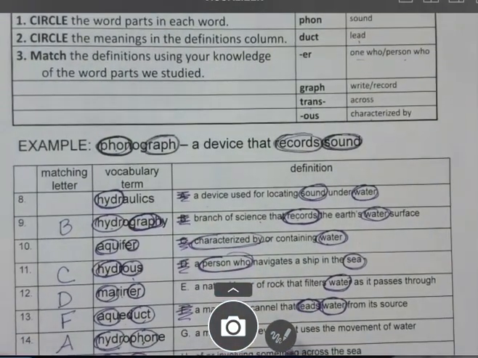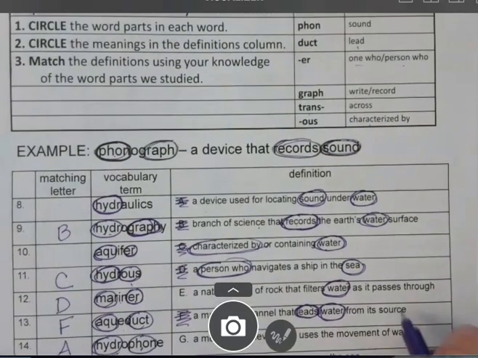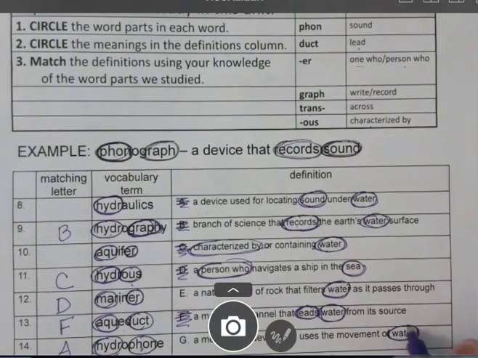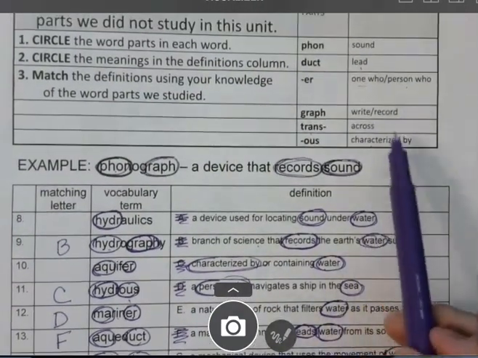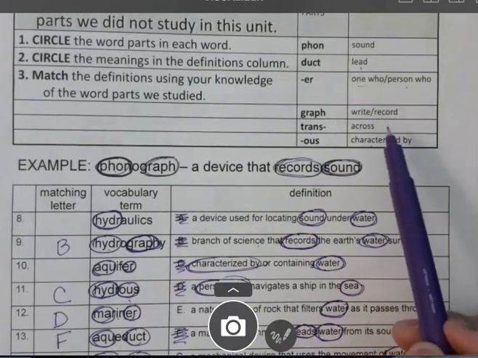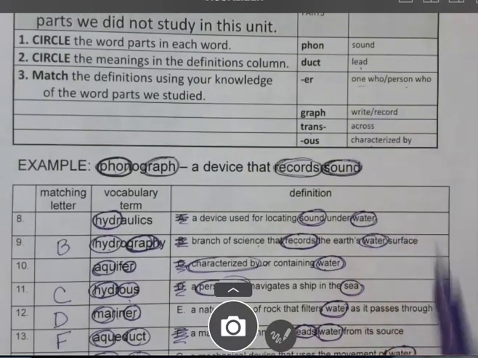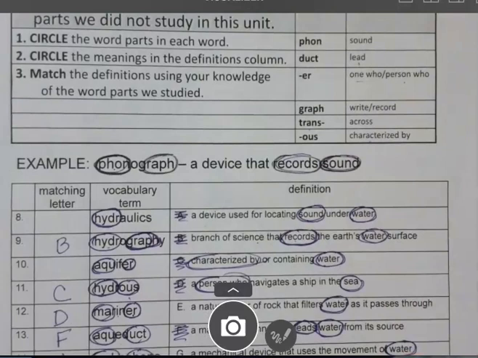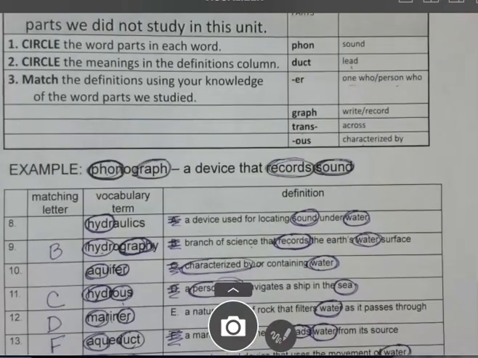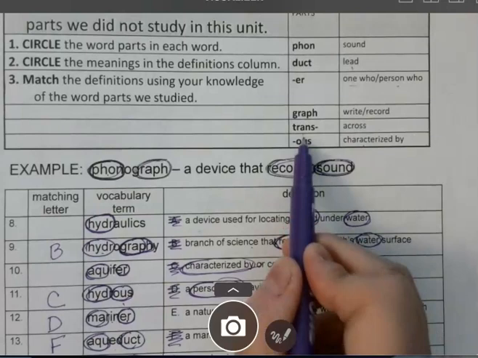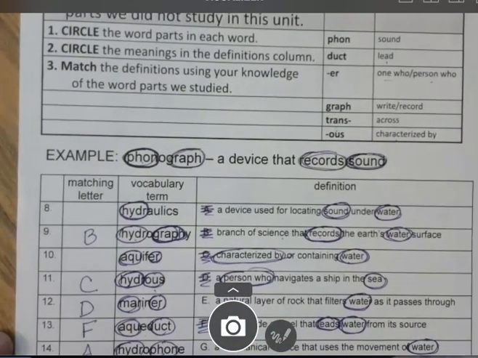All right, a mechanical device that uses the movement of water. Okay, so I have water up here. And I don't see a mechanical device. So let's go to the last one. Of or involving something across the sea. I've got C, and I know that trans means across. So I need something with trans and mar or mer, and that's transmarine.